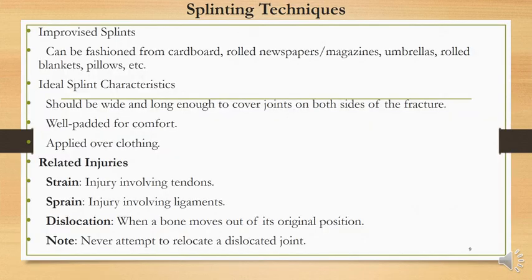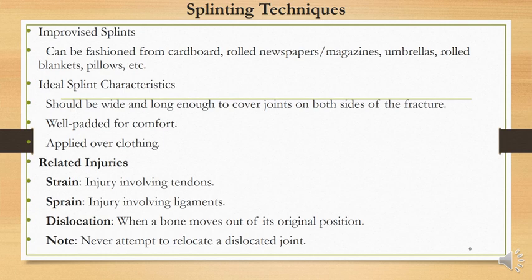Splinting: an improvised splint can be fashioned from cardboard or rolled newspaper, magazines, umbrellas, rolled blankets, pillows. The ideal splint should be wide and long enough to cover joints on both sides of the fracture, well padded for comfort, and applied over clothing.